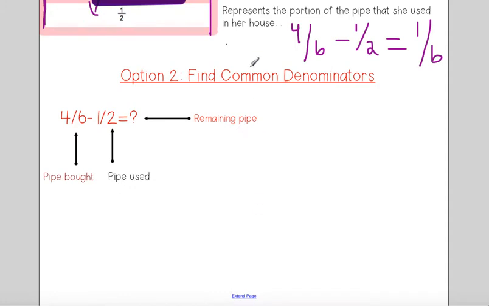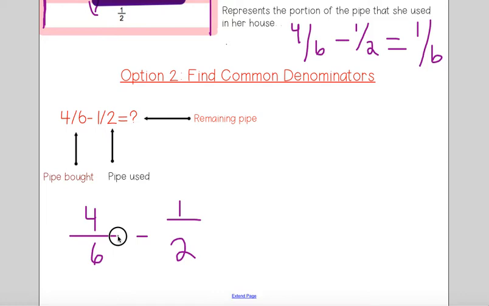If you're going to find the common denominator in equivalent fractions, you can set up your problem like this. So 4/6 represents the pipe that she bought, 1/2 represents the pipe that she used, and the question mark represents the remaining pipe that she has left over. So remember, the first thing that we need to do is find equivalent fractions, because I cannot subtract unlike denominators. I cannot say 4 minus 1 is 5 and 6 minus 2 is 4. I cannot say that. These denominators need to be the same.